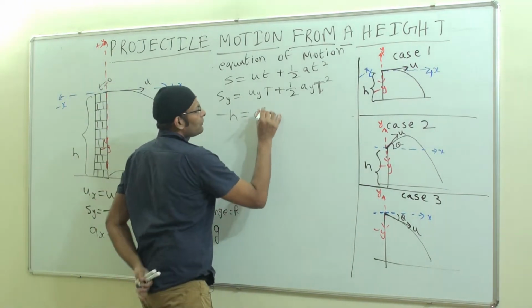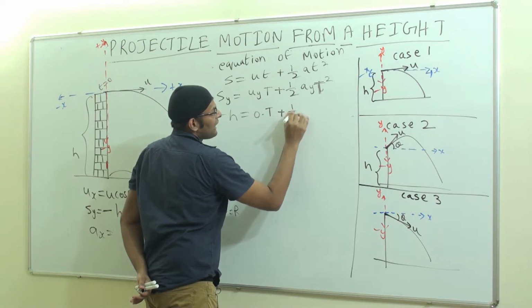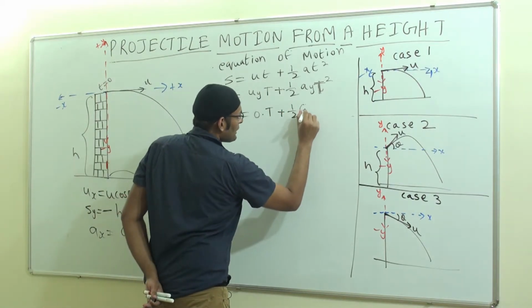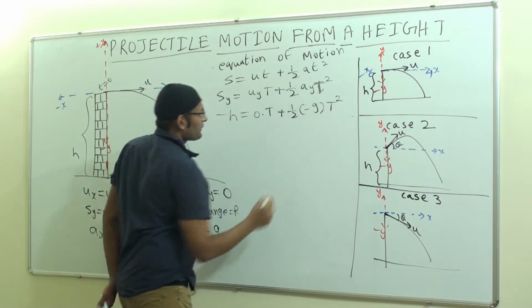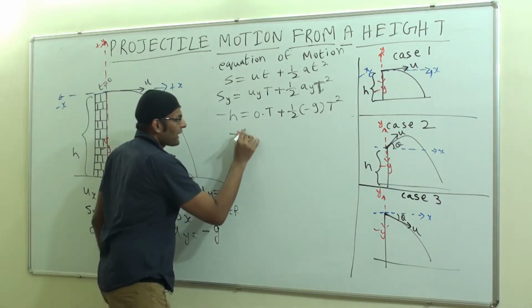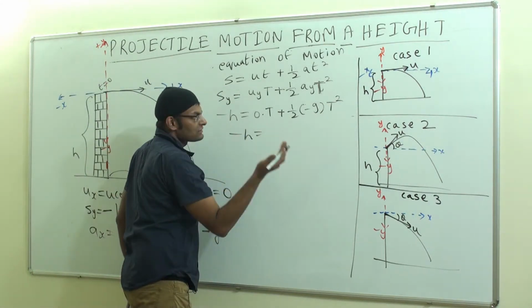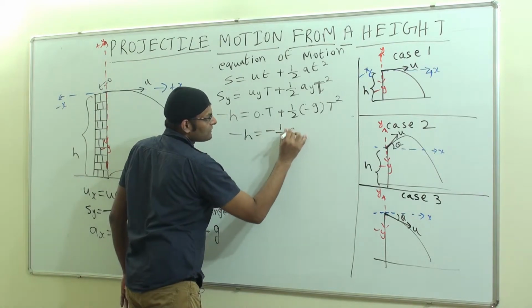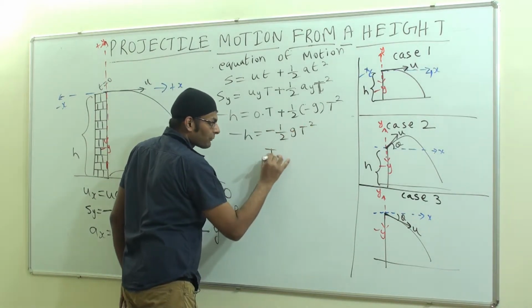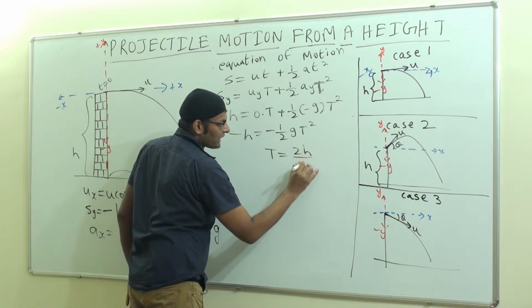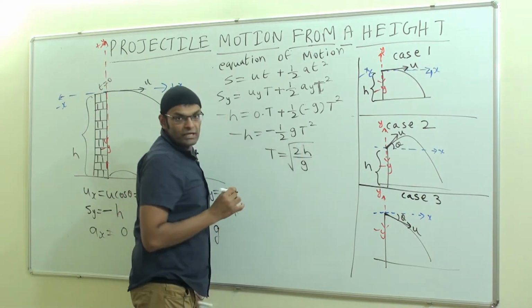So it is 0 into t plus half. Ay is what? Ay is minus g into t square. So let's solve it. Minus h is equal to 0 into t is 0, minus half gt square. So time of flight is root 2h by g.